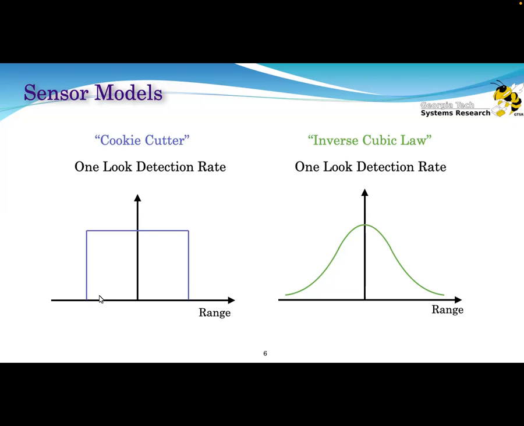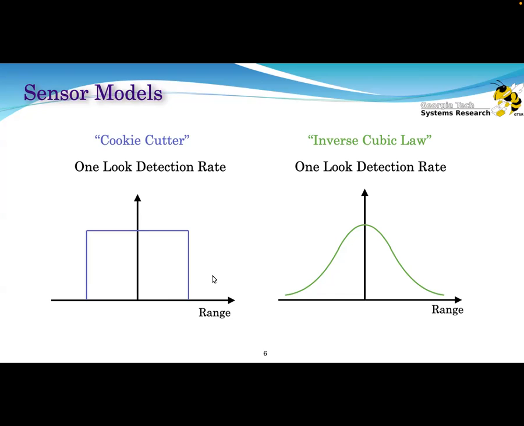Basically, if you are within this range here, you are guaranteed a certain probability of detection. The probability number depends on how big this detection range is. And if you're out of this detection range, the probability drops immediately to 0. It's either some probability of detection or nothing. It's called the cookie cutter model.